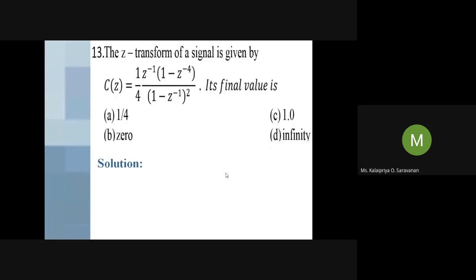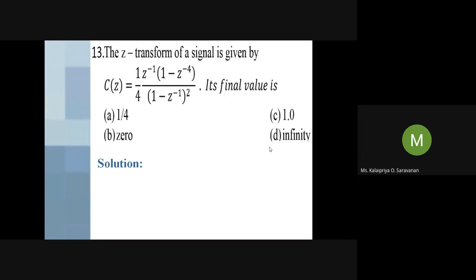Next question. The Z transform of a signal is given by C of Z is equal to 1 by 4 Z inverse (1 minus Z power minus 4) by (1 minus Z inverse) whole square. You are asked to calculate its final value. So the Z transform is given and you're asked to calculate the final value. So this again we are going to make use of one more property of Z transform.